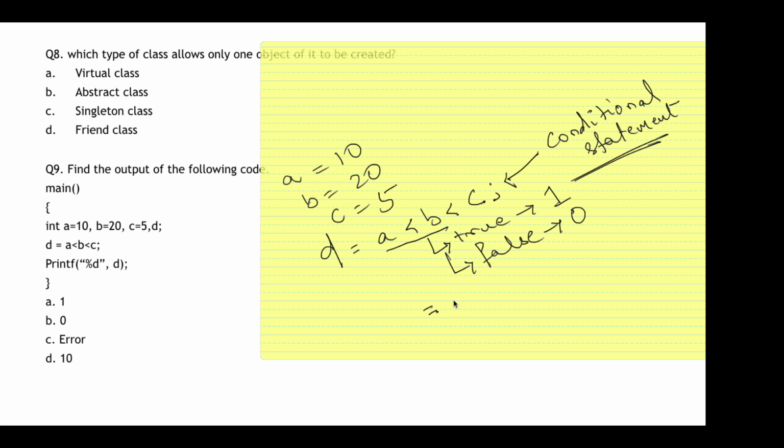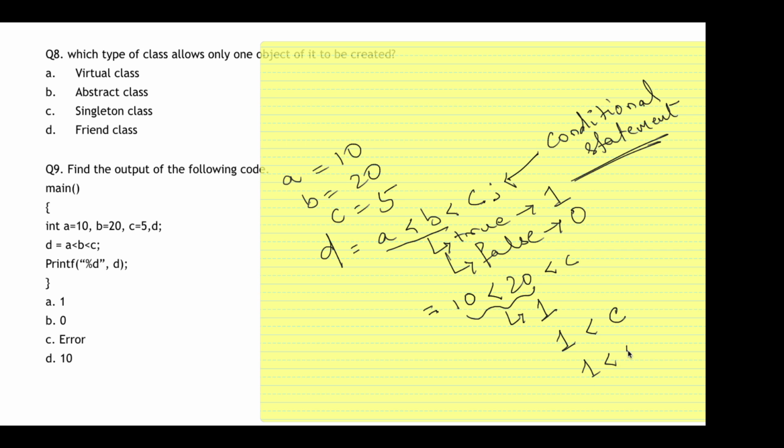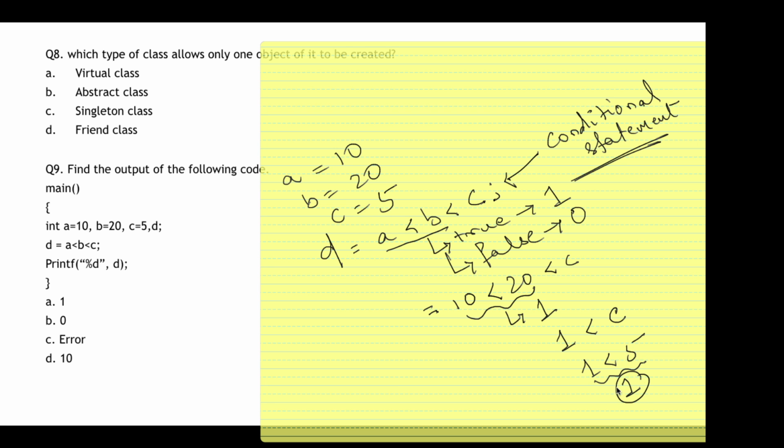So what it will do, it will compare A's value, which is 10, less than B's value, which is 20, less than C. So is 10 less than 20? It's true. So it will return 1. Okay, now 1 less than C. Now C's value is 5. So is 1 less than 5? It's true. So it will again return 1. So what will be the value of D? It will be 1. So in printf "%d", D, the output will be printed as 1.